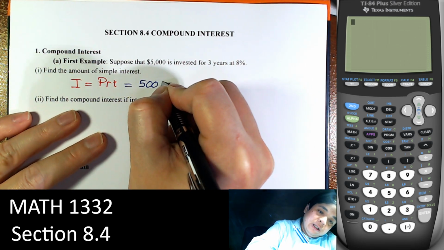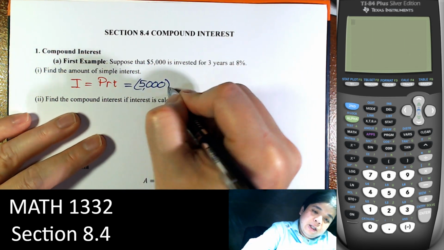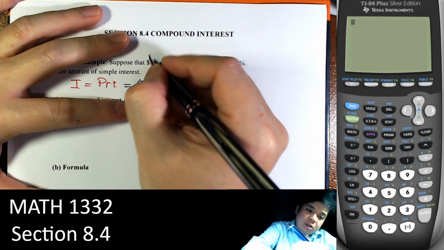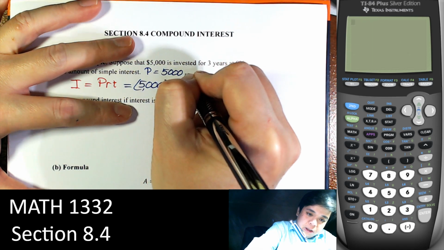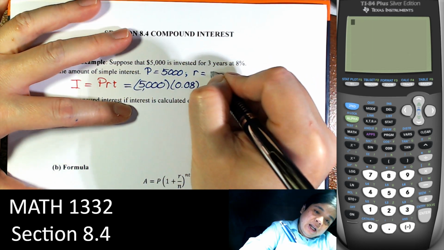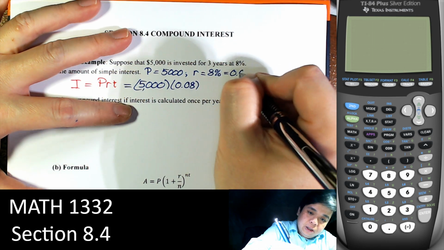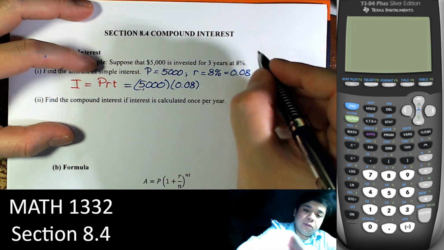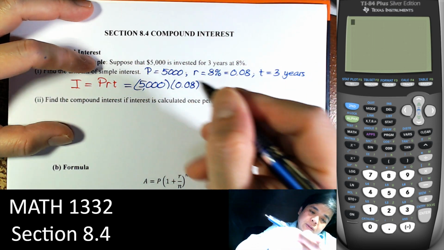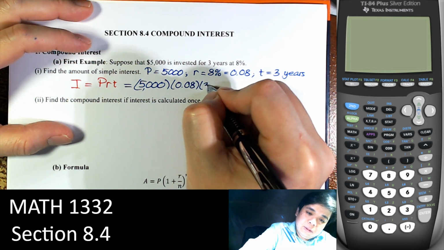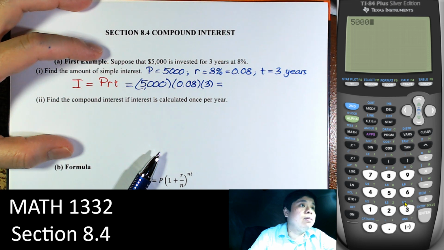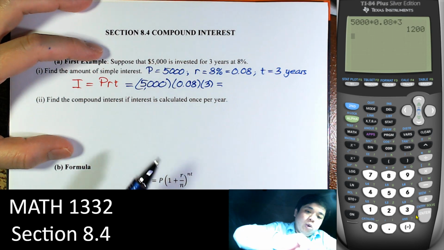P is 5,000, interest rate 8%, for 3 years. So that's 1,200.